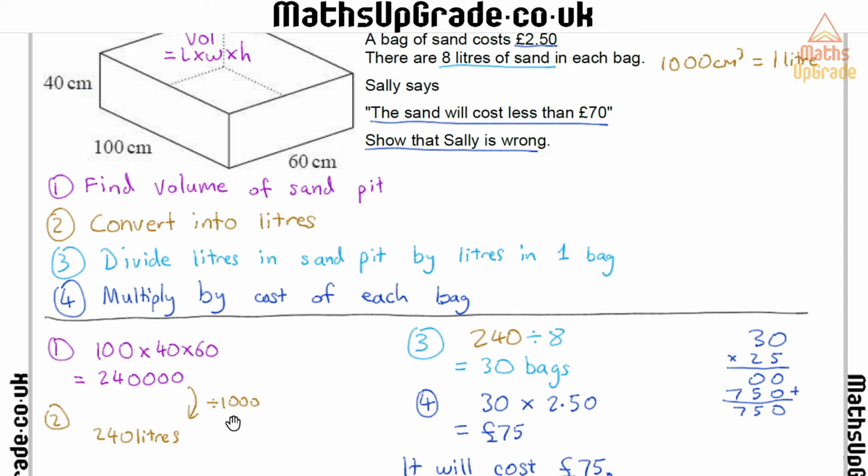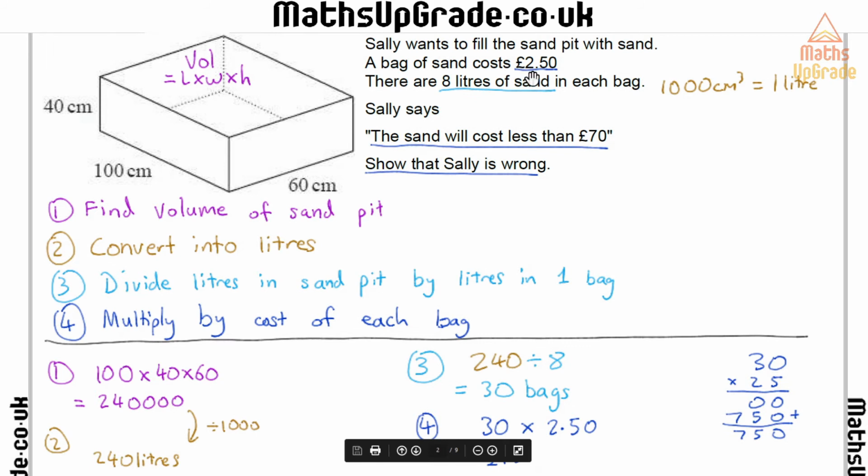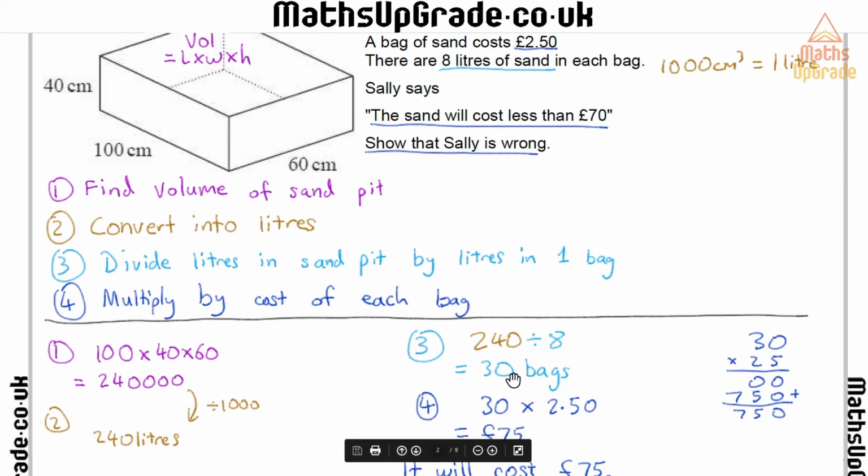Now I need to divide the number of litres, which is 240, by the number of litres in one bag. When I do that, that tells me how many bags I'll require. So 240 divided by the 8 litres in each bag means I need exactly 30 bags. If I needed slightly more than 30, let's say 30.3 bags, I'd have to round that up to 31. But this is exactly 30 bags.